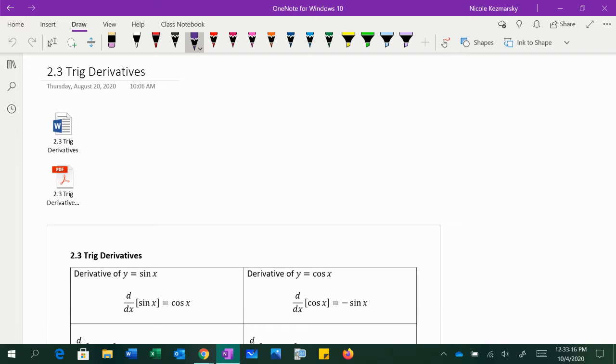Welcome to 2.3 Trig Derivatives. So we're going to introduce the trig derivatives in a couple of different ways. The first way that we're going to introduce them is just sine and cosine.